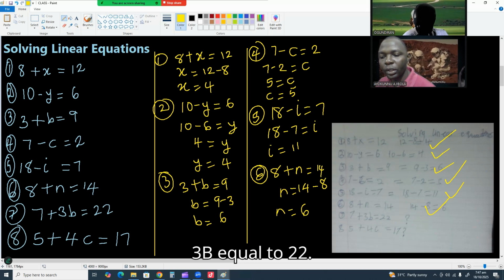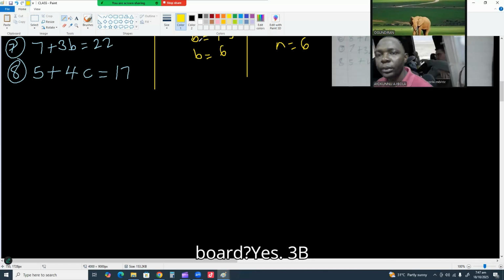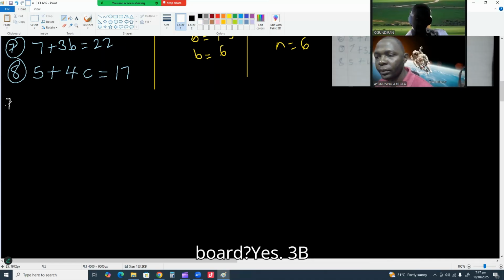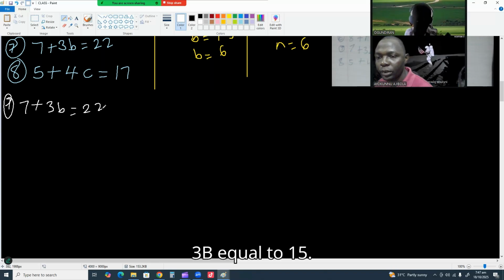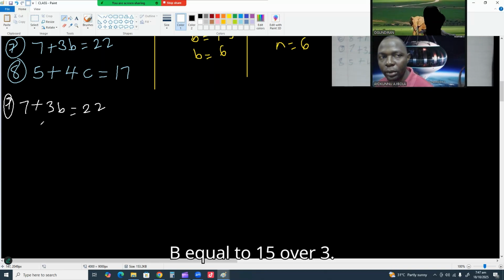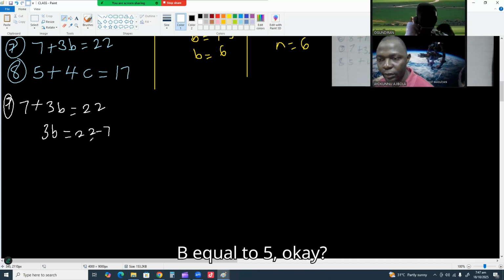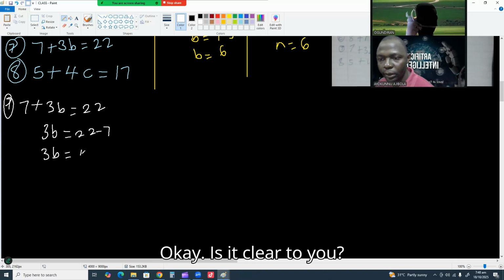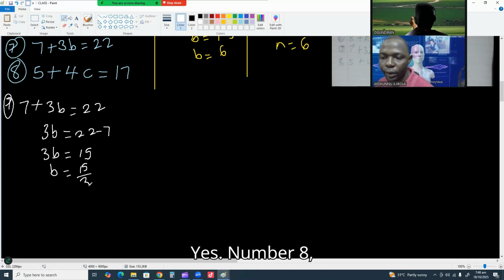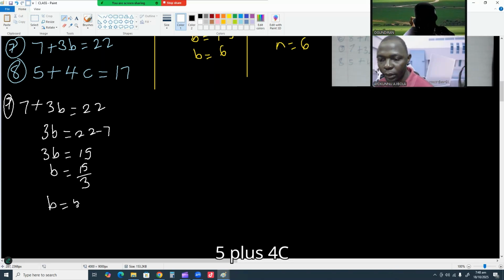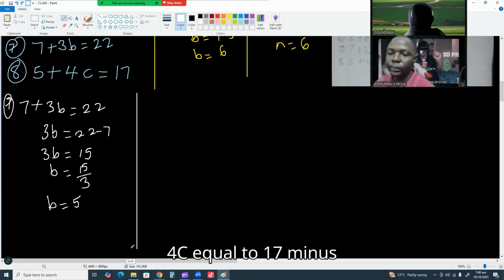But you didn't know the last two, right? Yes. Okay. For number 7, we have 7 plus 3b equal to 22. The same method. Are you looking at the board? Yes. 3b equal to 22 minus 7. 3b equal to 15. b equal to 15 over 3. b equal to 5. Okay? Is it clear to you?